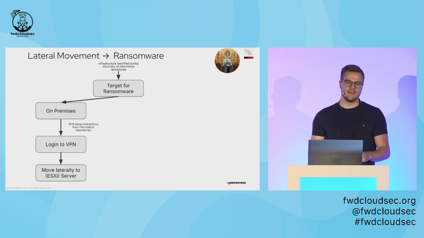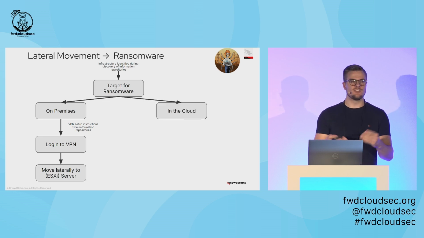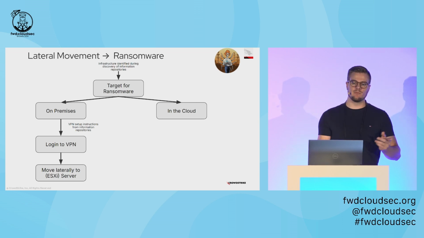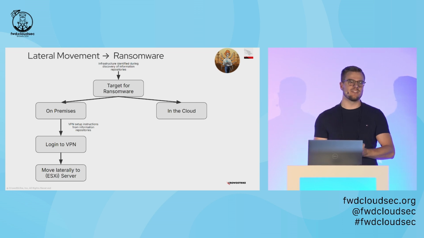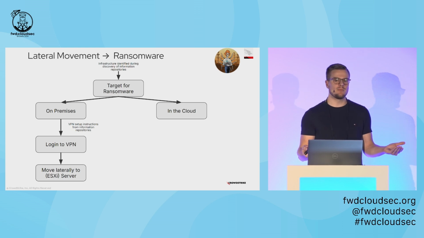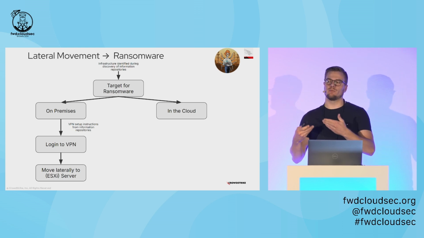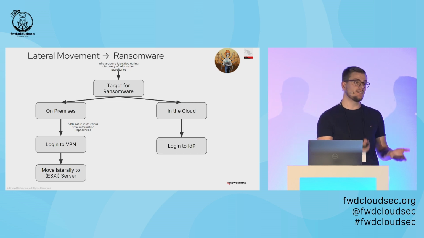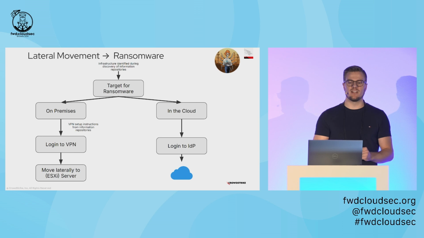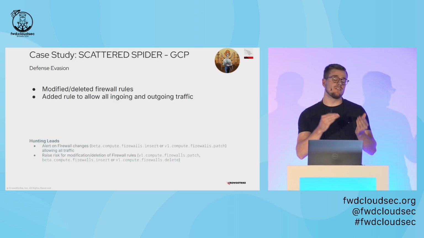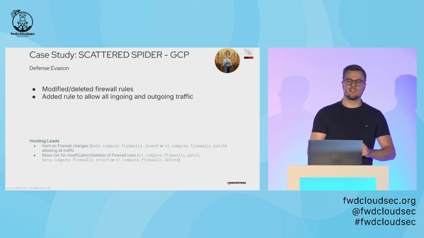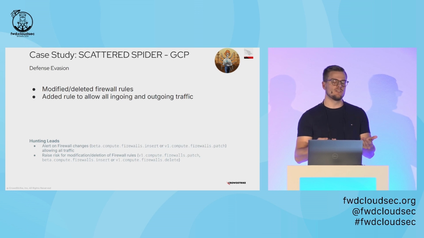and then move laterally to your likely ESXi servers to drop their ransomware. If the targets are in the cloud, it's usually the case that the victim has set up their cloud environment to trust an identity provider to authenticate users for them. And since Scattered Spider already has control over these highly privileged identities, they can just use one of those identities to log into the identity provider and then move laterally to the cloud environment. Now, in our concrete case, the victim had set up Entra ID as an identity provider for their GCP tenant, so Scattered Spider could just log into GCP.